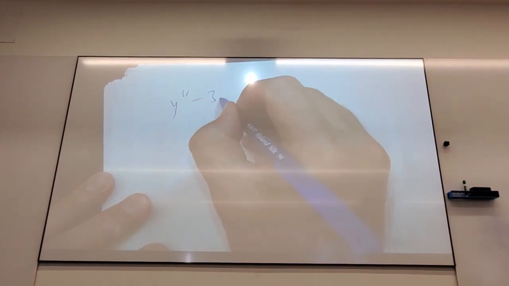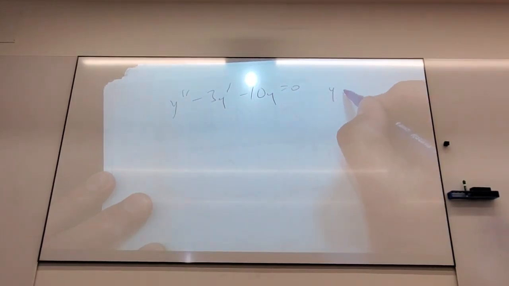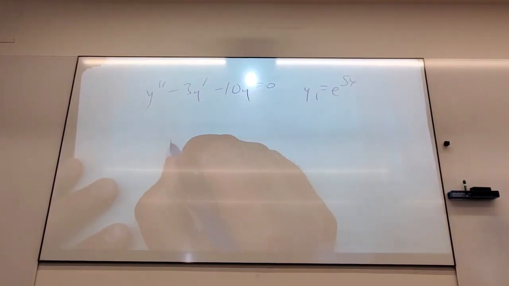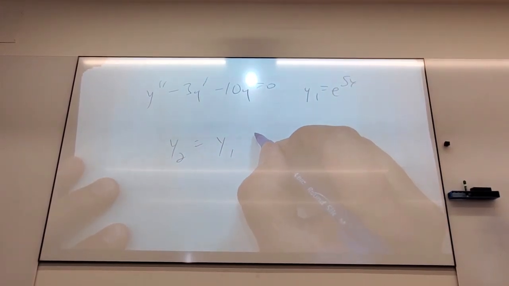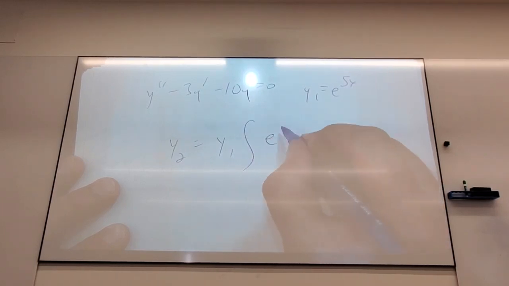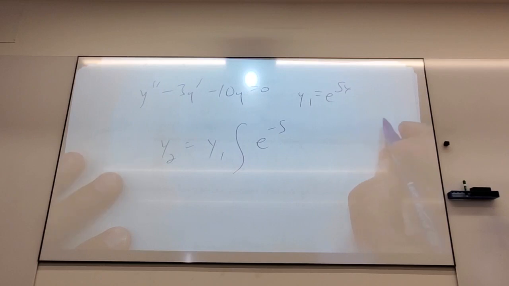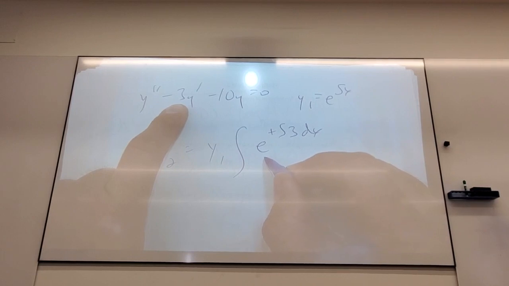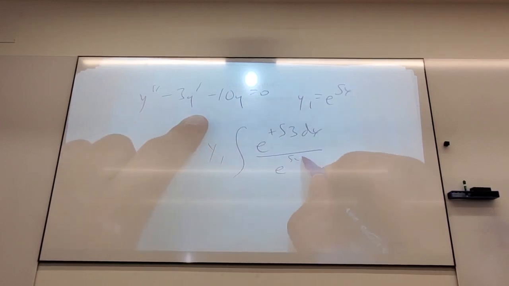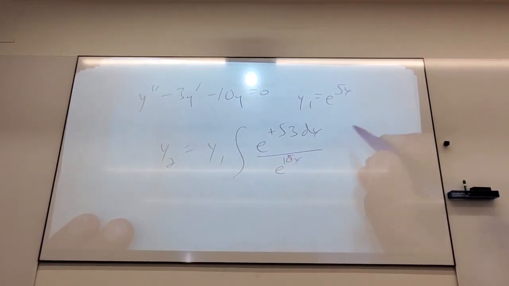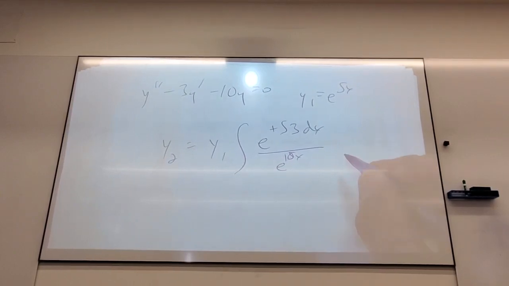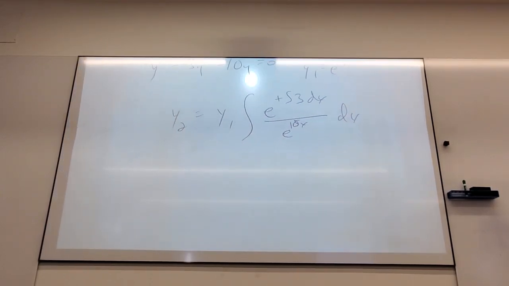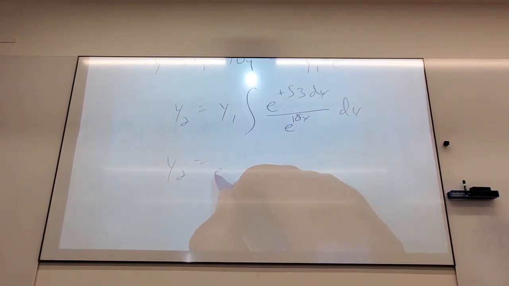What's the shortcut? So let me write this again. And I know this y1 is e to the 5x. So the shortcut you just told me was y2 would equal y1 times the integral of e to the negative integral of p dx, so e to the 3x, over y1 squared. And I can't remember, is that inside the integral? Yeah, it's inside. Over e to the 5x squared, right? Yep. So e to the 10x. dx, I love all that. Okay, so the y2, I don't know why I didn't put y1 there, so that's e to the 5x.